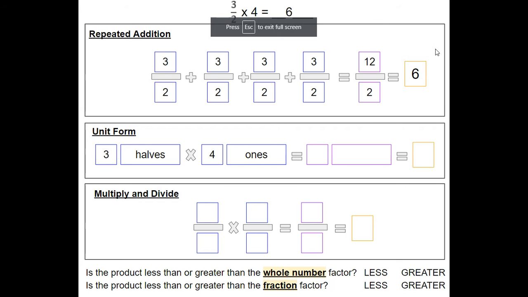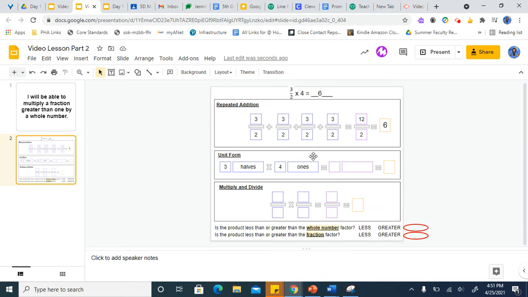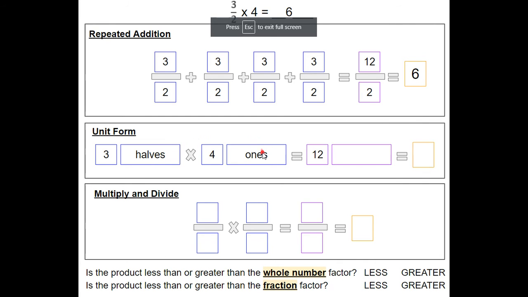Now that we've written both factors in unit form, we can go ahead and multiply. Let's start by multiplying the whole numbers in front. 3 times 4 is 12. So we have 12 here. And now halves times ones. Well, remember, anytime we're multiplying by 1, it's the number we started with. So halves times ones is halves.